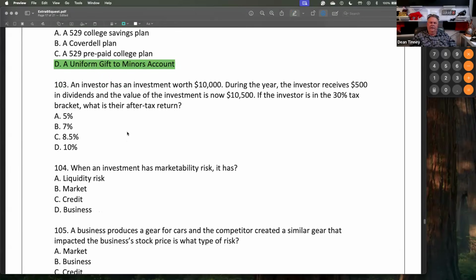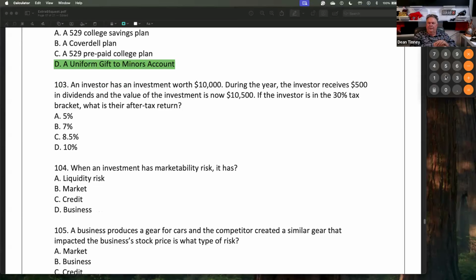An investor has an investment worth 10,000. During the year he receives 500 in dividends, and it's now worth 10,500. The investor's in a 30% tax bracket. What's their after-tax return? We talked about these performance measures, right? So we got 500 in dividends. We're going to have to pay some taxes on that. We also have a gain, but we haven't sold it, so we have an unrealized gain.